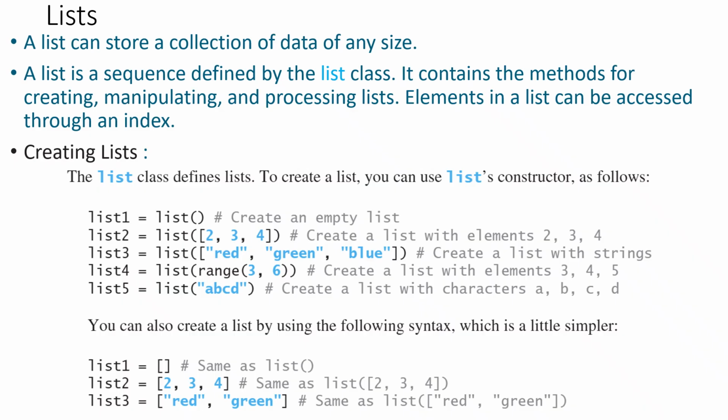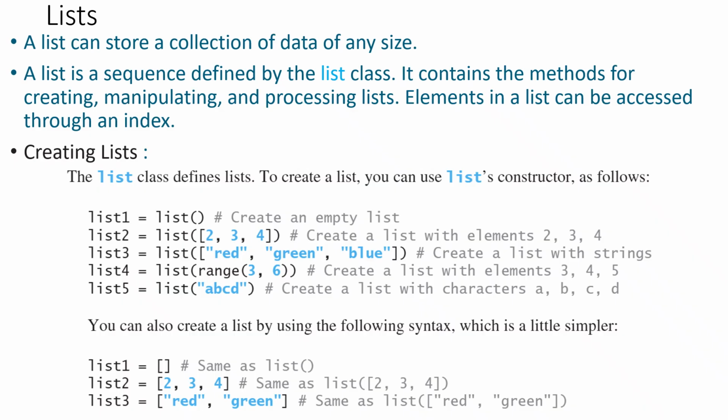list2 = list([2, 3, 4]), with the data elements within square brackets, for example 2, 3, 4. It creates a list with elements 2, 3 and 4. list3 = list(["red", "green", "blue"]), with strings within double quotes. It creates a list with strings.